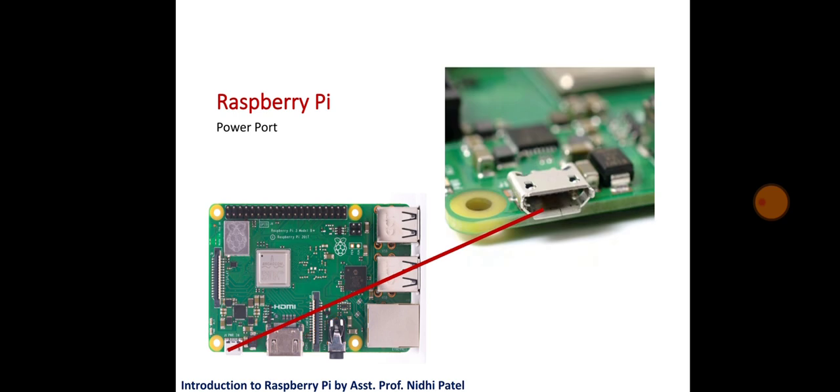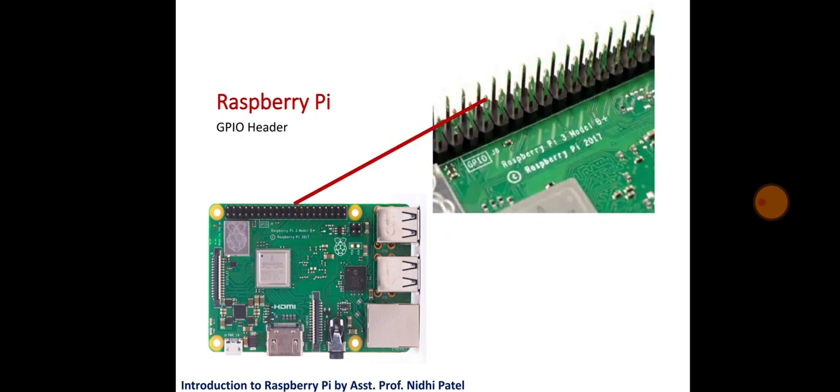Next to the HDMI port, this is the power port, which is the micro USB port. Yes, similar to the micro USB power port of mobiles, smartphones. Yes, you are right. You can connect your mobile chargers with Raspberry Pi to provide power to it. But I would not advise you to do that. You should always use the adapter which is available with Raspberry Pi to provide power to Raspberry Pi.